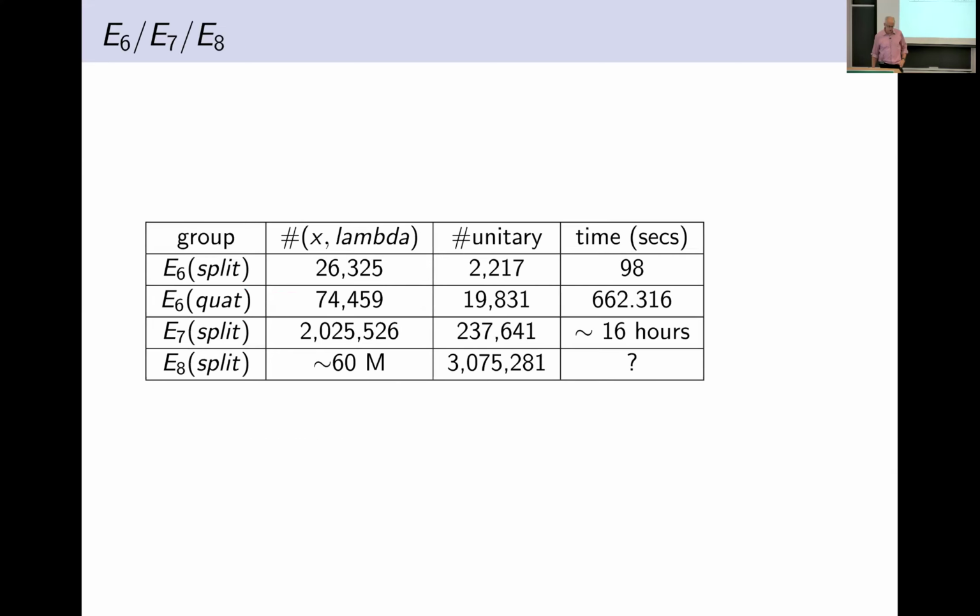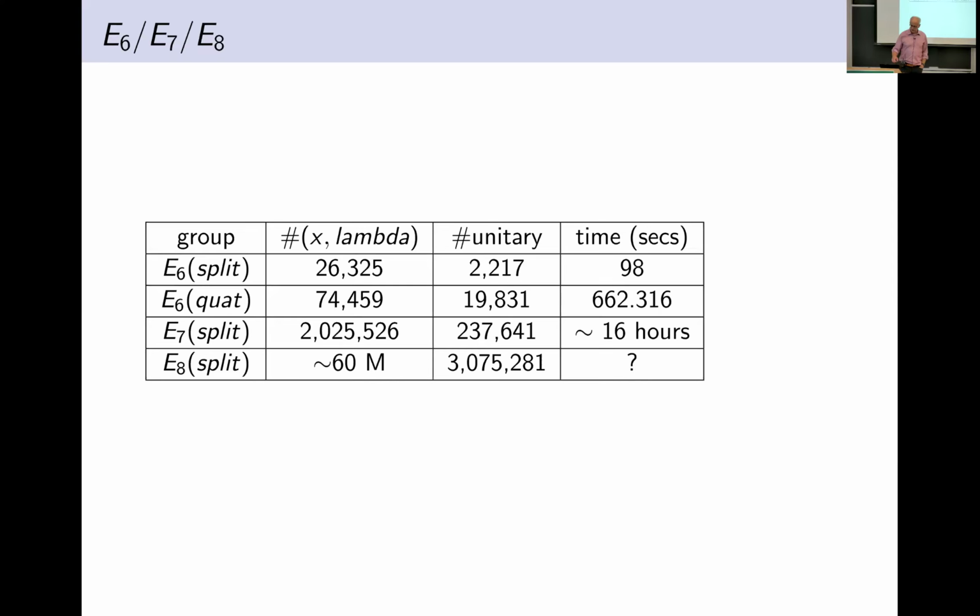So here are some numbers for E6, excuse me, E7, E8. And I put a question mark here because it wasn't just a run, it was like months or a year and a half or something of piece by piece calculations. We do hope to be able to run it fairly quickly on a parallel machine.